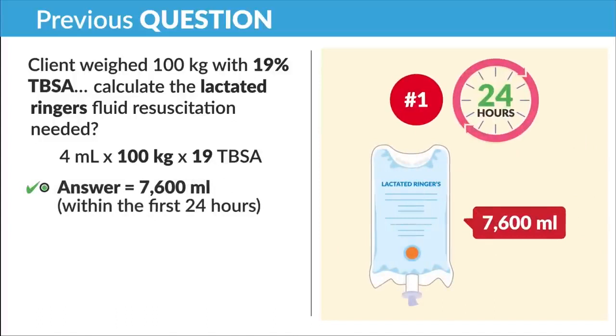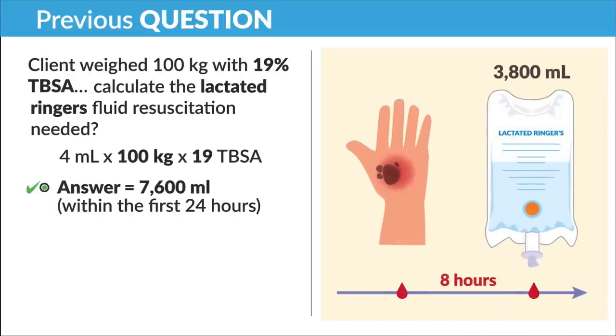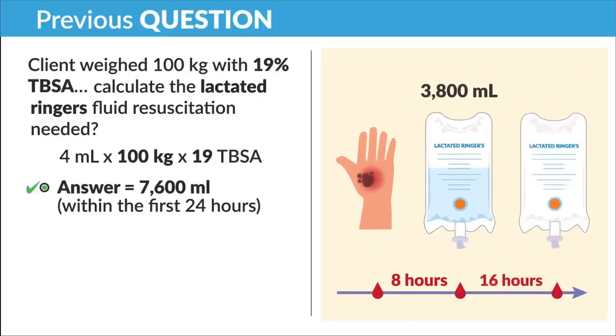first 24 hours. Now, we give the first half of fluid in the first 8 hours of the incident, so around 3,800 mLs, and the remaining fluid we deliver over the next 16 hours, another 3,800 mLs. But again, I wouldn't focus on this too much for the NCLEX. This is mostly used for your nursing exams.